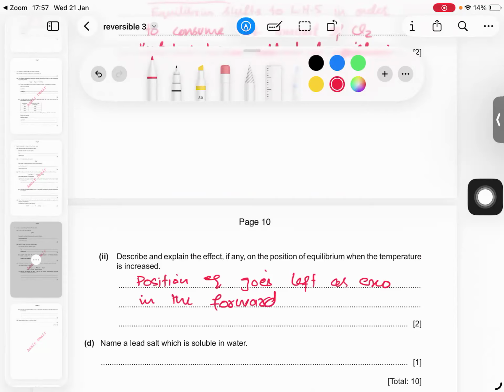Okay, we'll continue this. That's all from my side for today. And this comes to the end of the rate and reversible reactions. Right?